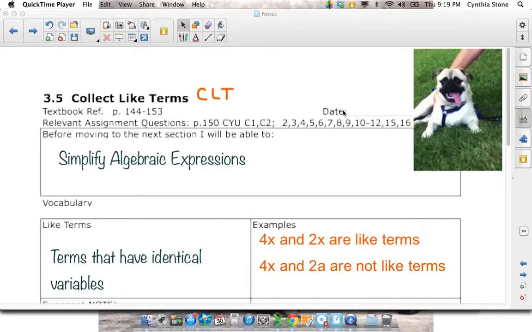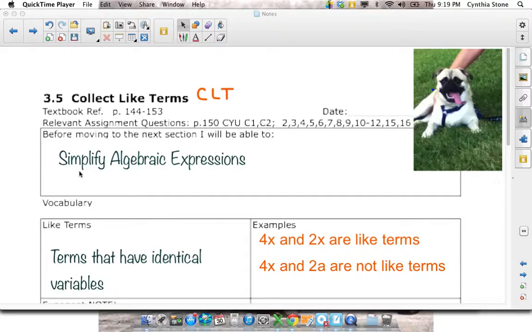Okay, section 3.5, the grade 9 academic course, collecting like terms. So we learned what terms were in the last lesson, and of course that's just one part of a polynomial or expression where you have letters and numbers multiplied together. And I say CLT, that's the cheap way of saying collect like terms.